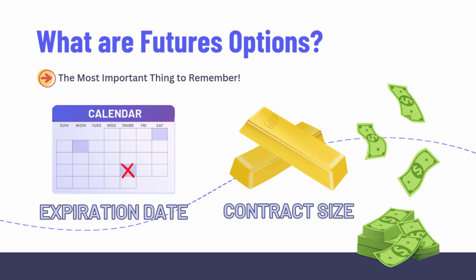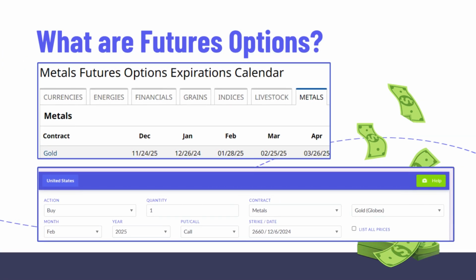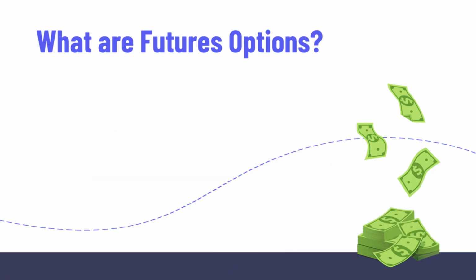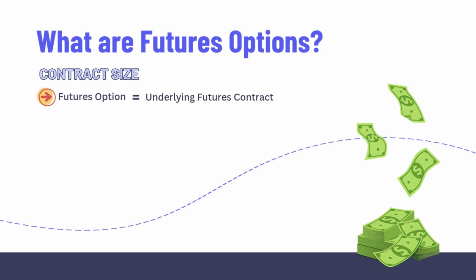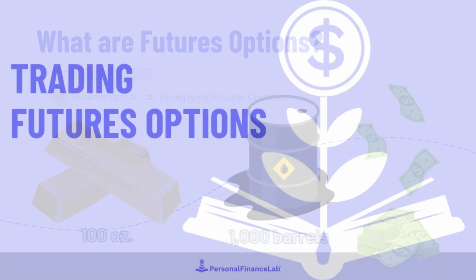and the contract size. The expiration dates of futures options can vary, and some may expire before the underlying futures contract does. The contract size for the futures option is the same as the contract size for the underlying futures contract, so gold is for 100 ounces and oil is for 1,000 barrels.